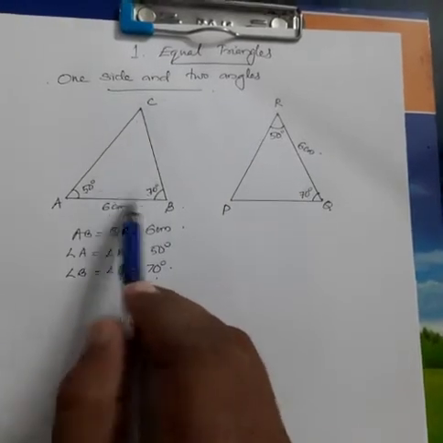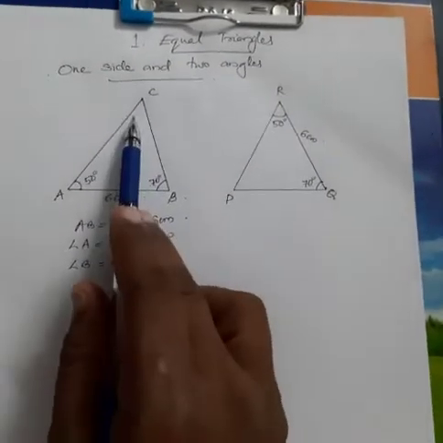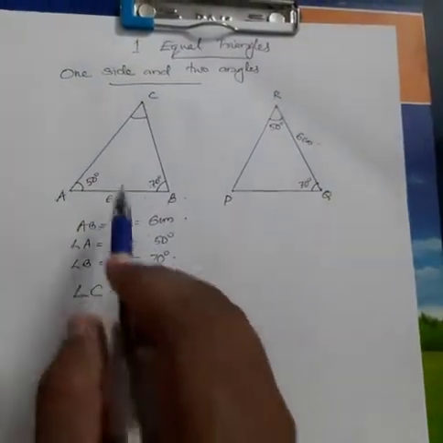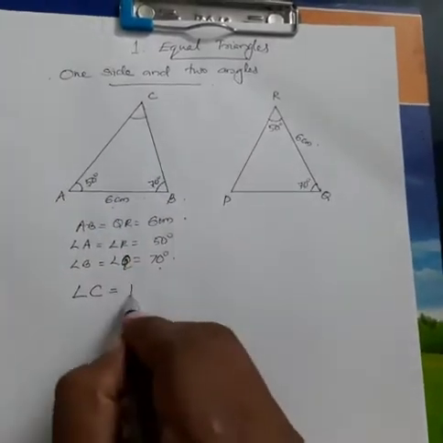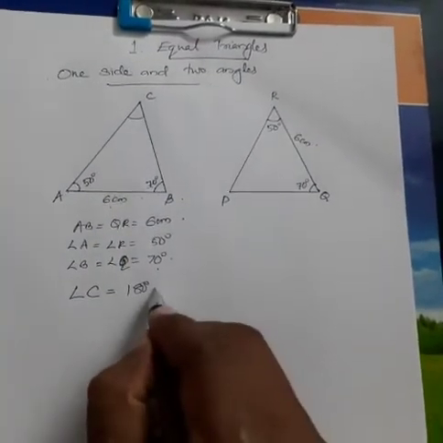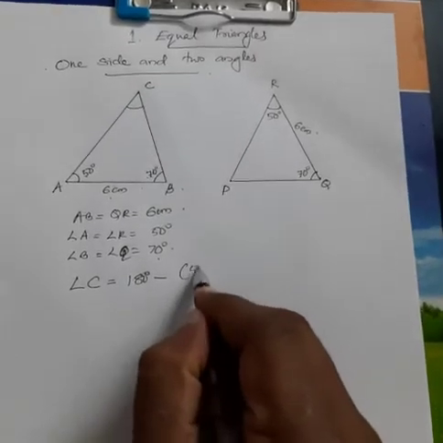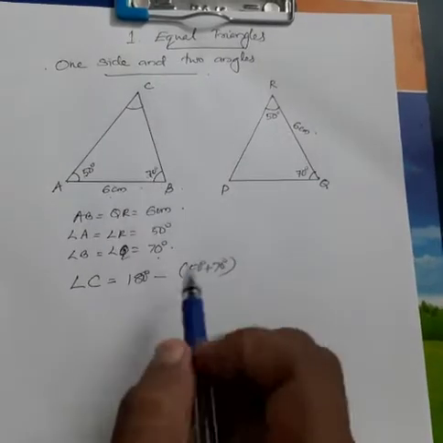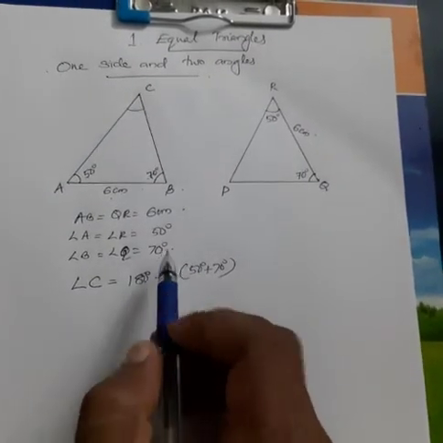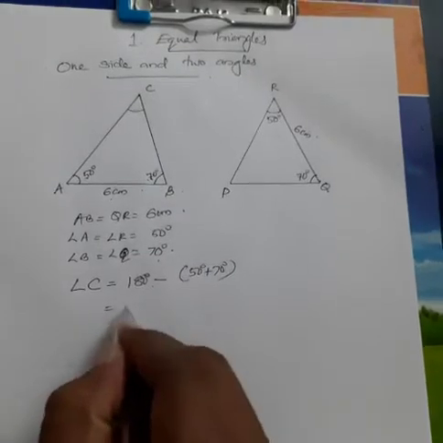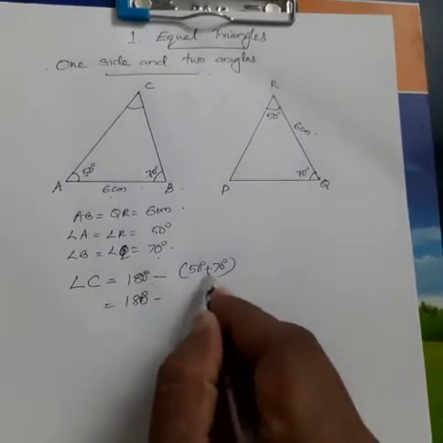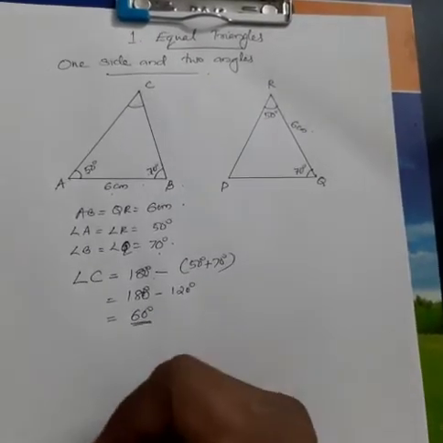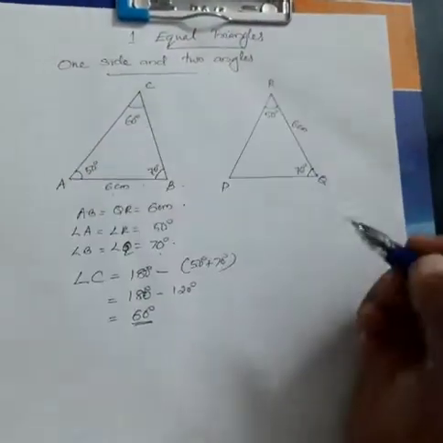Here one angle is 50, the second angle is 70. So how will you find out the third one? Angle C is equal to 180 degree minus (50 degree plus 70 degree). These two should be added and you have to subtract from 180. So you will get the third angle. So it is 180 degree minus 120 degree. How much? It is 60. So angle C is 60 degree.